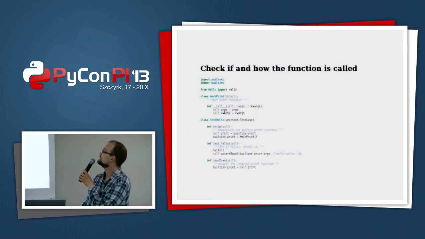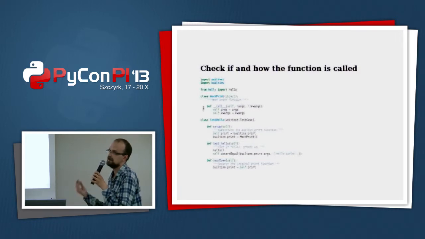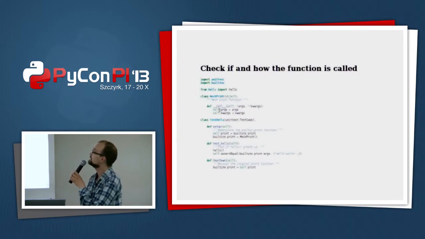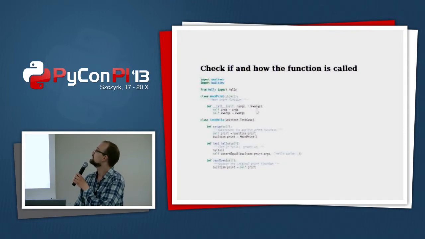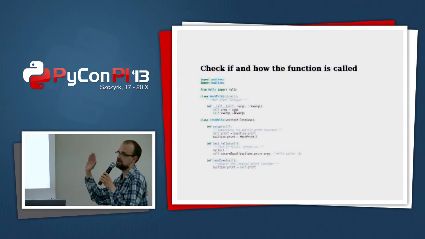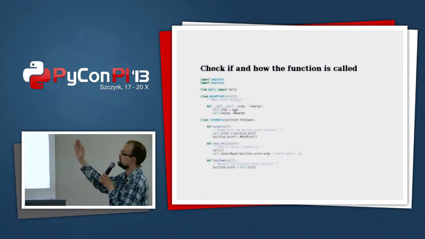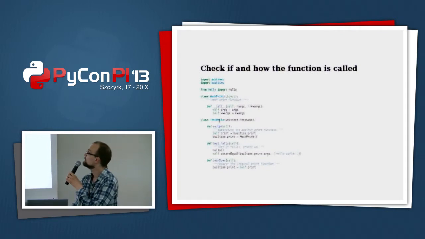We create a class. This class is called MockPrint here, and it's callable. Its instances are callable because we define __call__ here. We store the arguments and keyword arguments. It doesn't do anything else. When we call it, it just remembers how we called it.